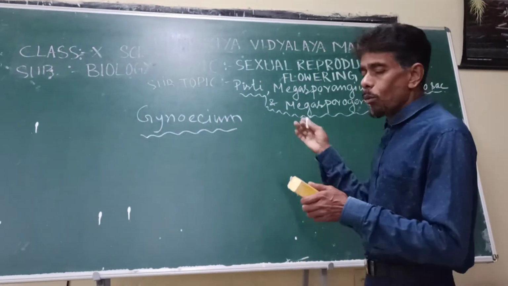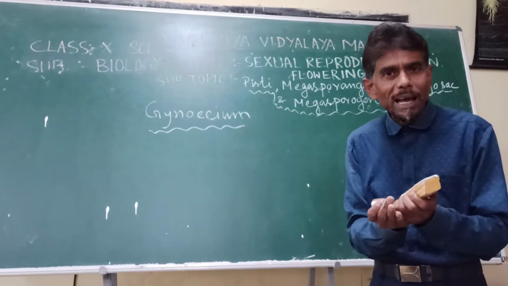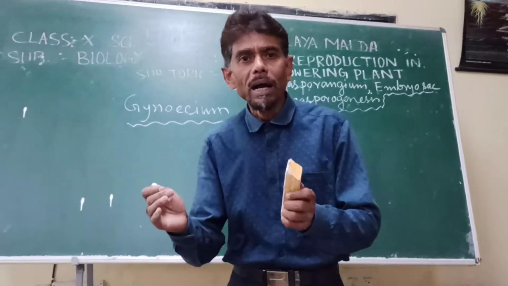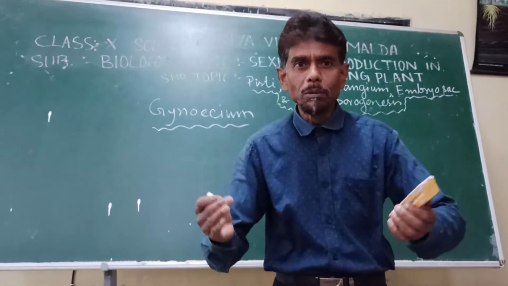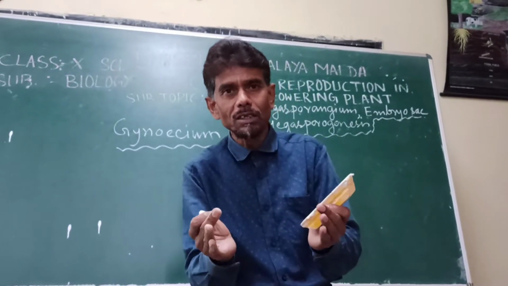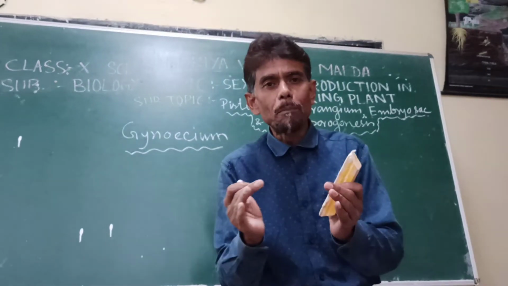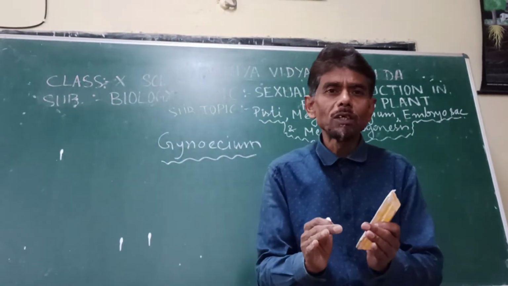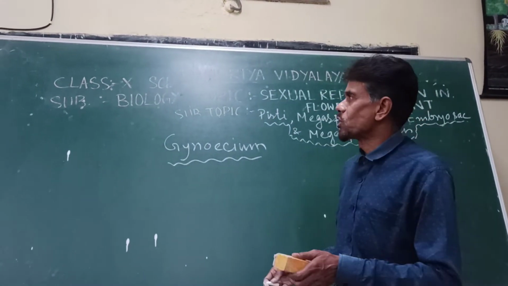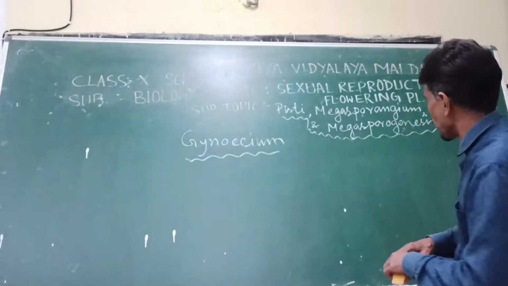If it is polycarpellary, the carpels might remain separate from each other or might join with each other. If they join with each other, the condition is called syncarpous, and if they remain free, it is called apocarpous. Syncarpous or apocarpous condition. Now, let us see the structure of the female part, the pistil.